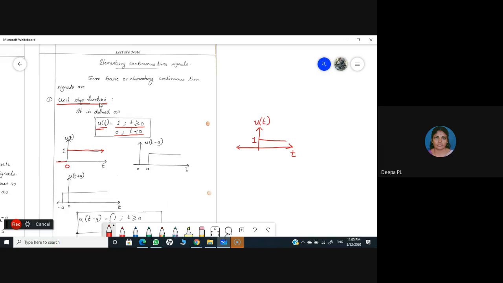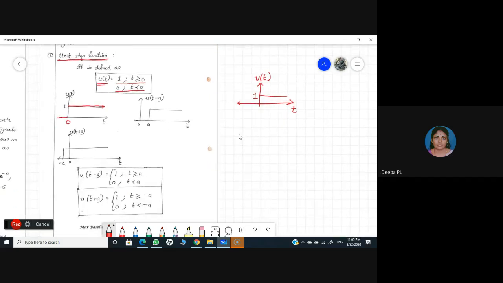Now, what do we mean by u of t minus a? I can define u of t minus a as equal to 1 for t greater than or equal to a and 0 for t less than a. Or u of t plus a means it is 1 for t greater than or equal to minus a and 0 for t less than minus a. So u of t minus a, the figure is given by this. You will have the amplitude 1 starting from t equal to a. U of t plus a means you will have an amplitude equal to 1 starting from t equal to minus a.